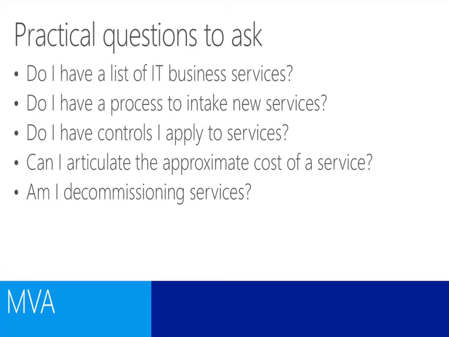So it kind of builds on each other, as you can see, right? You have to know what you're delivering to have a control against what you're delivering. If you don't know what you're delivering, it's kind of difficult to manage it. Can I articulate the approximate cost of that same thing I'm delivering? If you don't know what you're delivering, it's hard to articulate a cost.